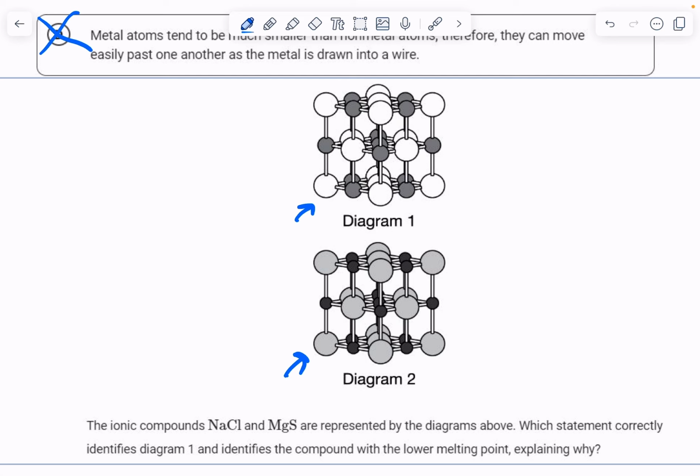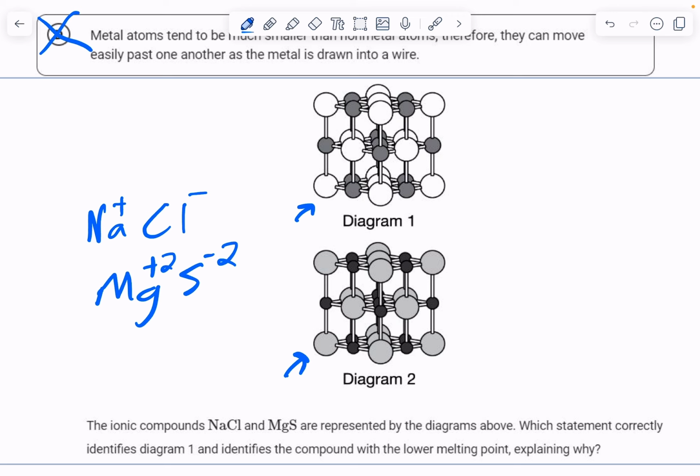So we need to compare the sizes of NaCl and MgS. Now, NaCl, when they form a bond, turns into Na+ and Cl-. And when MgS forms a bond, that's a +2 charge and a -2 charge. We have to keep those in mind when we determine size, because as we remove electrons and add electrons, we are increasing the effective nuclear charge on these atoms, and that will tighten up the atoms.